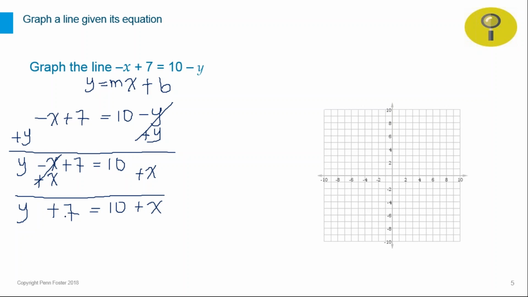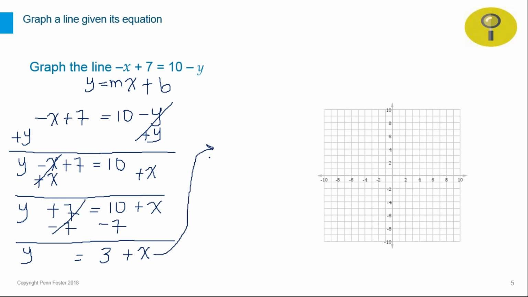So since it's a plus 7, then do the opposite, minus 7 and minus 7 on the other side as well. Y, the 7s will just cancel out, equals to 10 minus 7 will give you 3 plus x. We are almost there. We just have to rearrange the right-hand side. I'm going to continue here. So far we are at y equals to 3 plus x. Rearrange, y equals to x plus 3. And this is the slope-intercept form of the line.